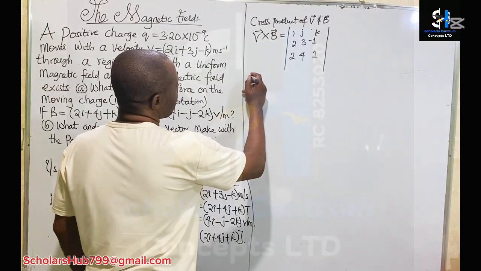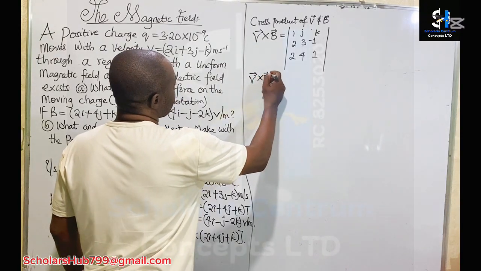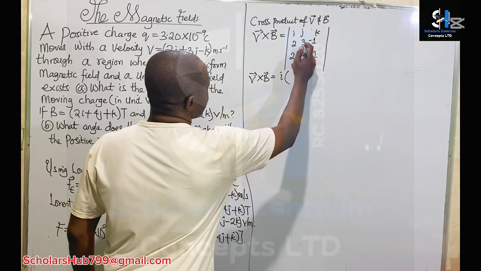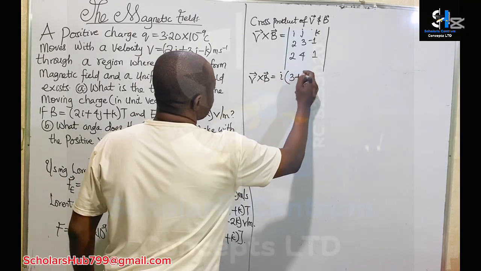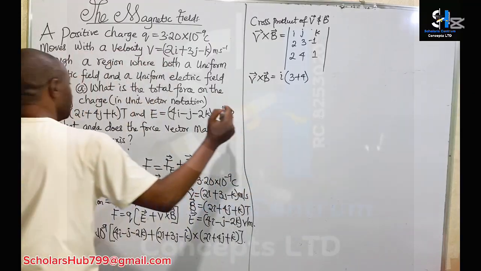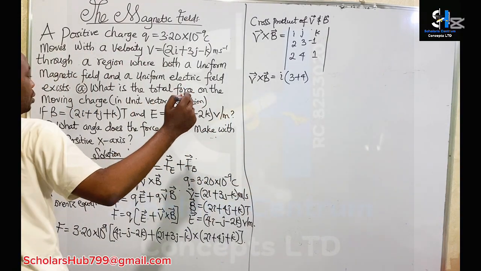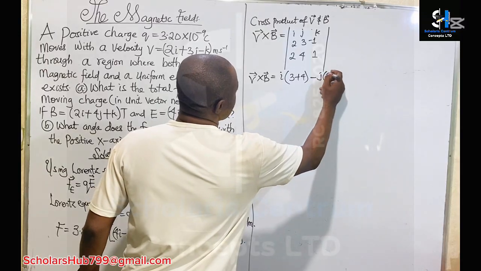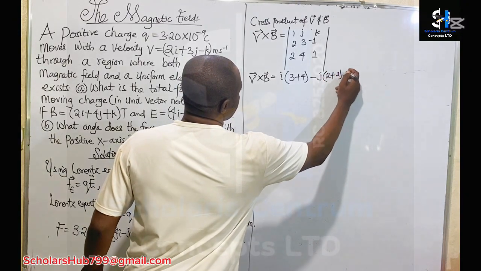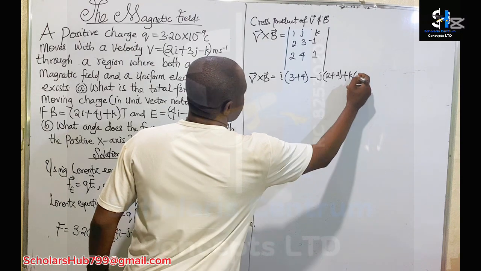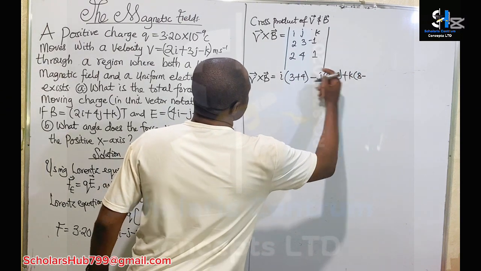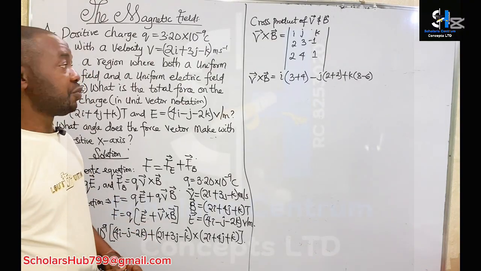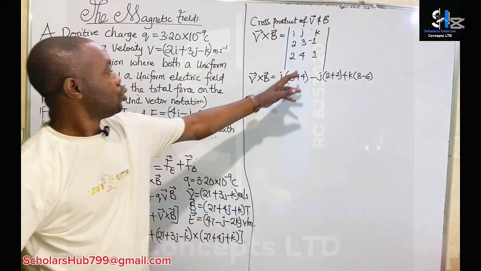So in this case, the cross product will be equal to: for i, 3 times 1, that will be 3, plus 4. Then negative i brackets, this will be 2 plus 2, then plus k brackets 2 times 4, that will be 8, minus 6. That is when we use what we call diagonal multiplication. That is 2 times 4.